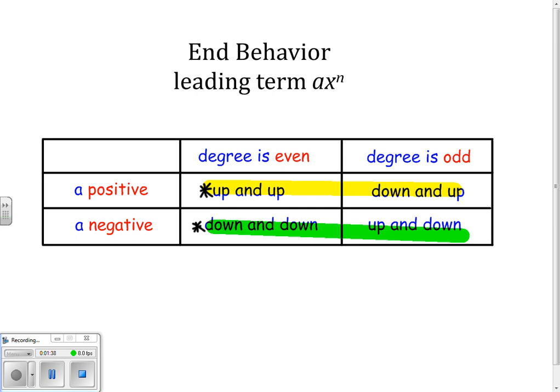You'll notice that when the degree is even, the end behavior matches on both sides. The end behavior doesn't match on both sides when the degree is odd. A positive odd is down and up, and a negative odd is up and down. You don't have to memorize this. This is something that can be given to you on tests or quizzes or homework, but it is something you definitely need to know how to read.